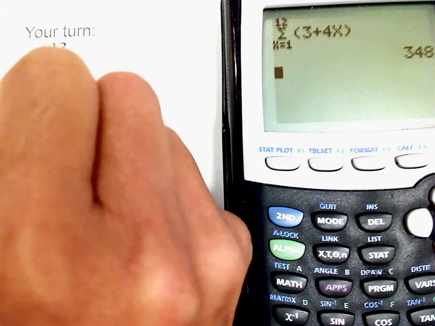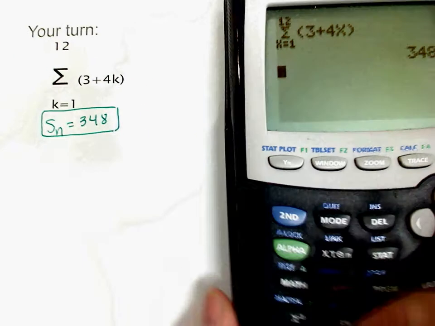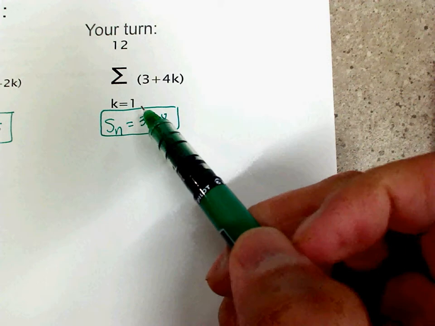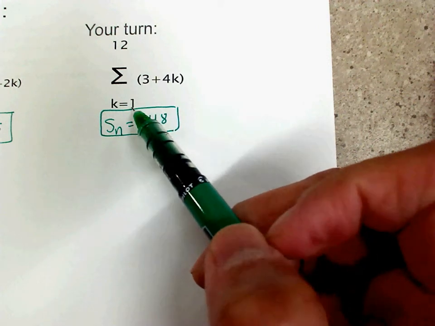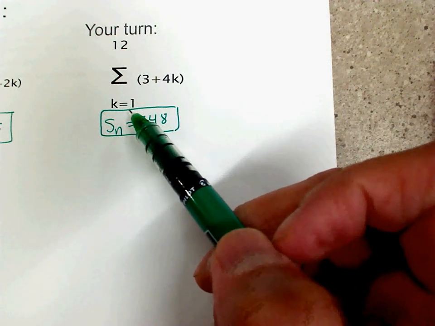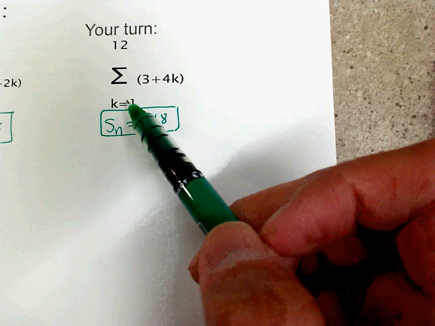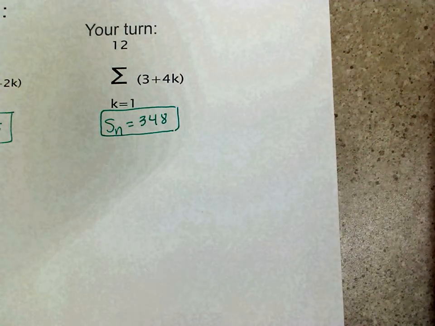Is this number always going to be 1? Not necessarily. There are times there'll be a different number, but here we're starting at 1, the first term, all the way to the 12th term. It could start at 3 and go to the 12th. It's up to them. All right.